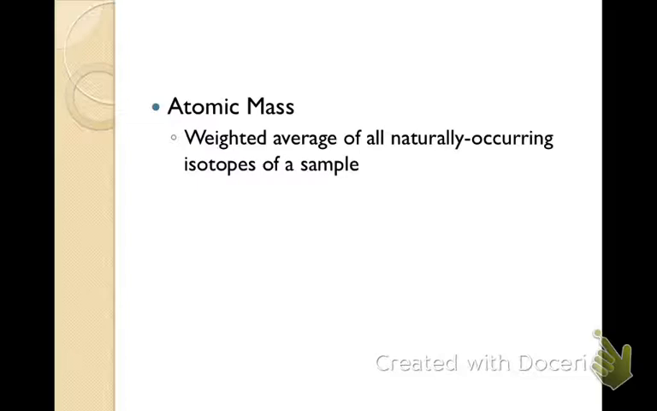You might see this as part of a question as well. This is just rote memorization, just a definition. Some things they might try to confuse you with: instead of just saying naturally occurring, they might say all of the isotopes. We want just the ones that occur naturally, not the ones that are human-made. And we want to make sure that we have that weighted average in there as well.